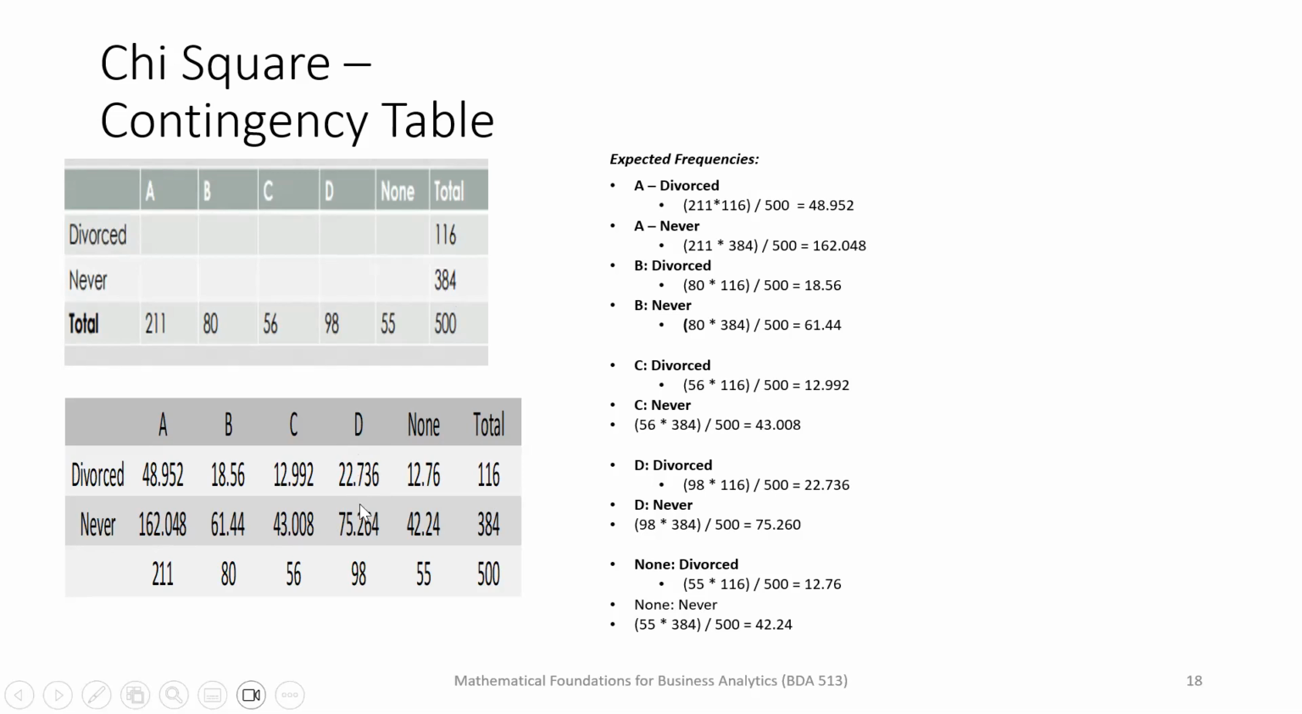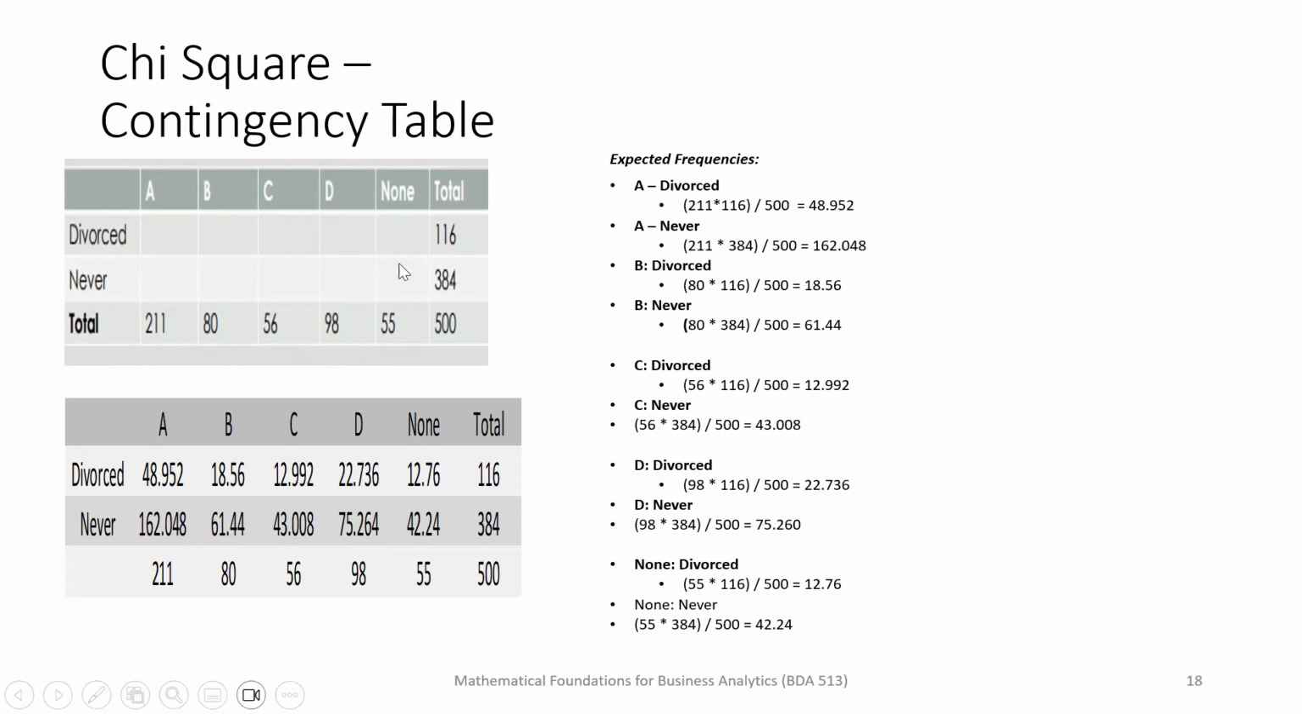So for category D, we want to derive the expected frequencies for divorce and then never. So here is 98 times 116 divided by 500. That gives us 22.736. And then 98 times 384 divided by 500 gives us 75.26.